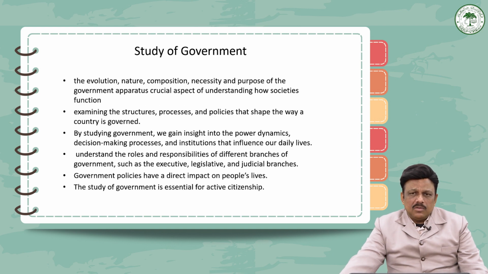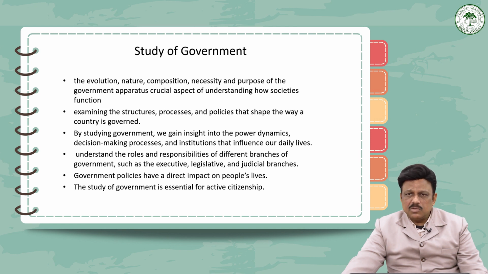Now, the second aspect that involves the scope of political theory is the study of government. From state, we come to government, one of the very important agencies of state. It includes a study of evolution, nature, composition, necessity, and purpose of the government apparatus, also an understanding of the human perception of nature and its relationship with the larger community.